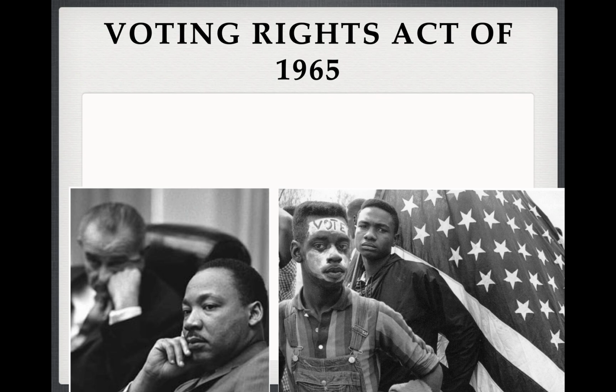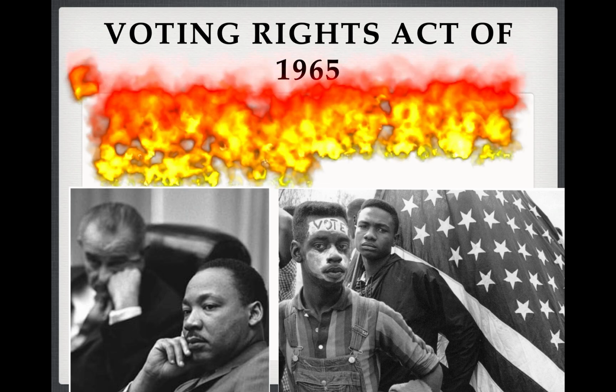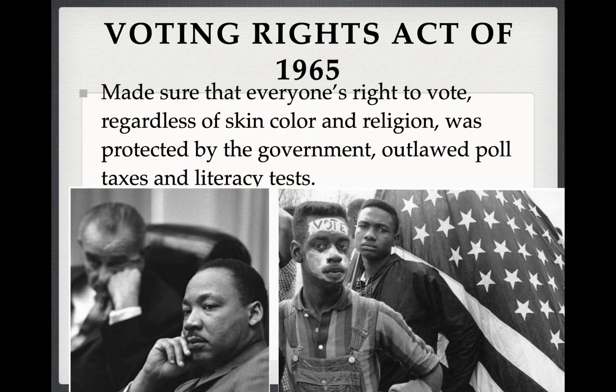Now, the Voting Rights Act of 1965 changes the game. Really important. We talked about the Civil Rights Act, which is the law that you could use to say you want equal treatment under the law based on race, gender, creed, or religion. This one is to make sure you can actually vote. And what it does is it made sure that everyone's right to vote, regardless of skin color or religion, was protected by the government, and it outlawed poll taxes and literacy tests.